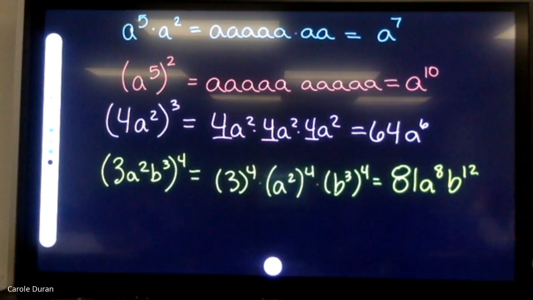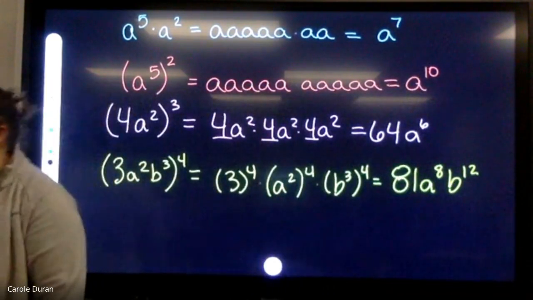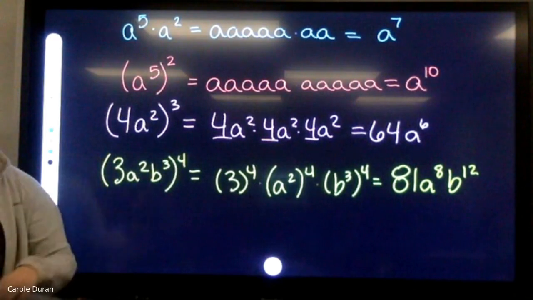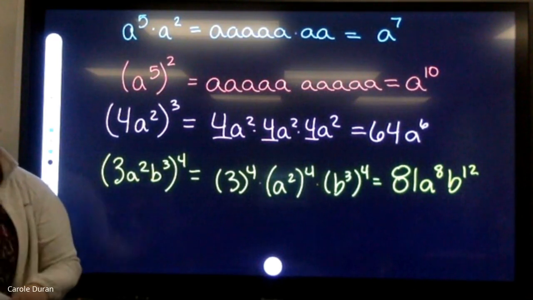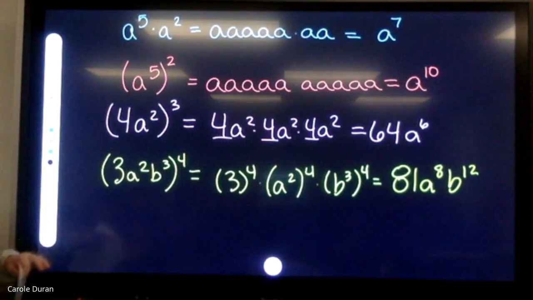So these are applications of exponential properties. These are just the multiplication ones. We'll do the division ones in a little bit. Are these somewhere in your brain ringing a bell? No. That makes me very concerned because this is an Algebra 1 standard.